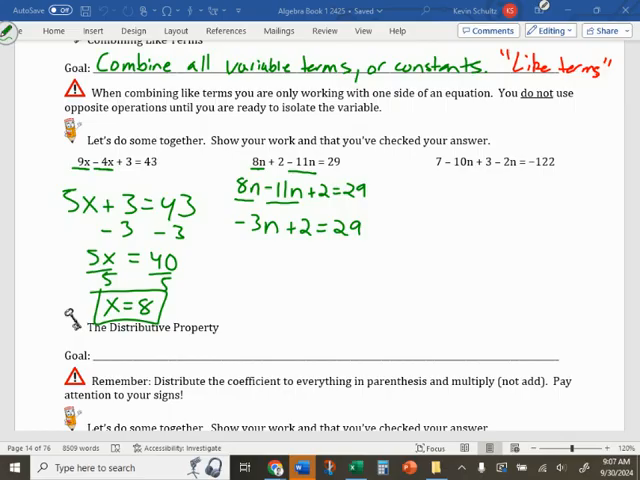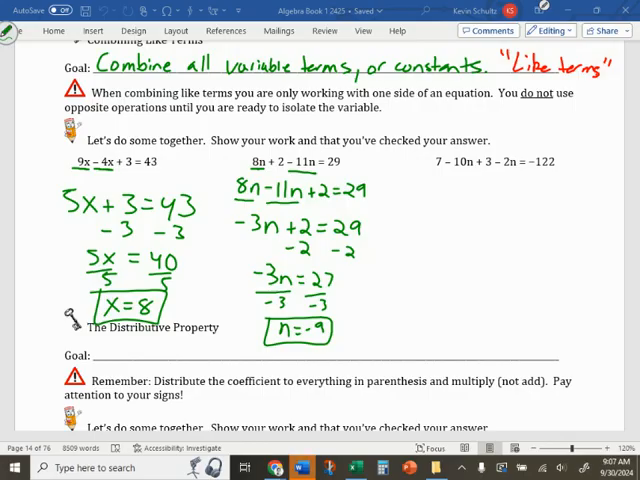Okay? Now we're in a two-step equation. This is comfort zone. Subtract 2, negative 3n equals 27. Divide both sides by negative 3, and n equals negative 9. Getting to that two-step, that's what we want to do.